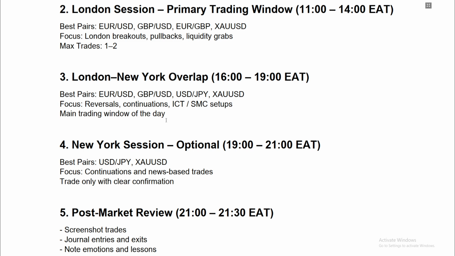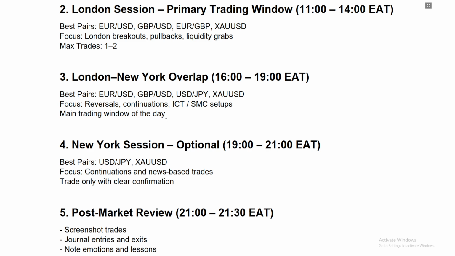Now, after the New York session, we have the post-market review. This is between 9 p.m. to 9:30 p.m., or between 21:00 hours to 21:30 hours. At the end of the day, between 9 and 9:30 p.m., I review my trades, okay? I screenshot every trade, journal my entries and exits, and note my emotions, okay? This is where real improvement happens, not during the trade, but after. Always have a journal to note what happened during the day, to note some activity that you saw in the market, because you never know how this information will help you in the future, okay?